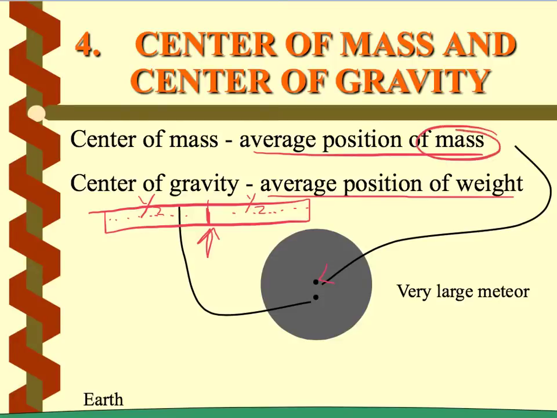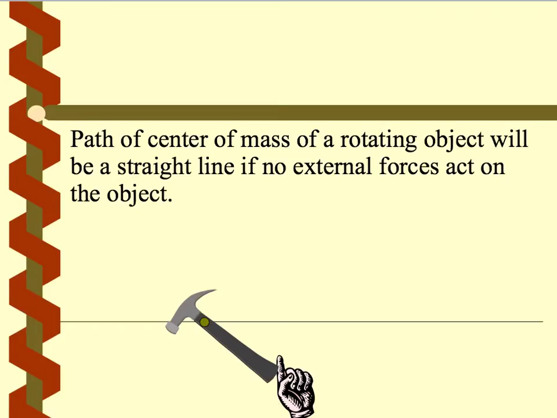Remember, the difference between mass and weight is that mass is simply a measurement of how much stuff is in something, whereas weight is a measure of how much that stuff is affected by gravity. One of the more interesting things when we look at the center of mass of rotating objects is that that center of mass will behave as though it were a single point object.